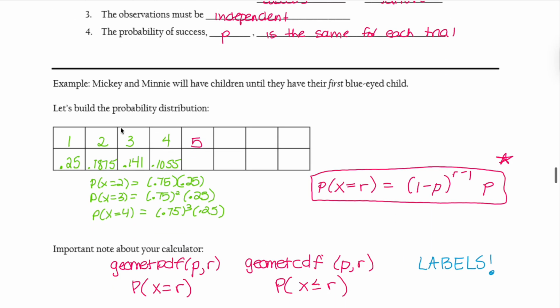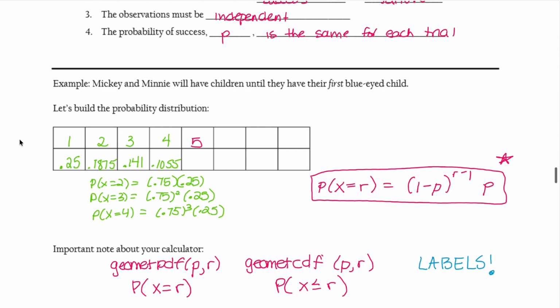So take a look at the example. Same as before, Mickey and Minnie will have children until they have their first blue-eyed child. Let's build the probability distribution. For example, if the child with blue eyes is their first child, what's the probability? If the child with blue eyes is their second child, what's the probability? And so on. We cannot have 5 because they only have 4 children, so the maximum is the 4th child. Remember, we don't have the 0 in here. Like the last example, we had 0, but we don't have it here.